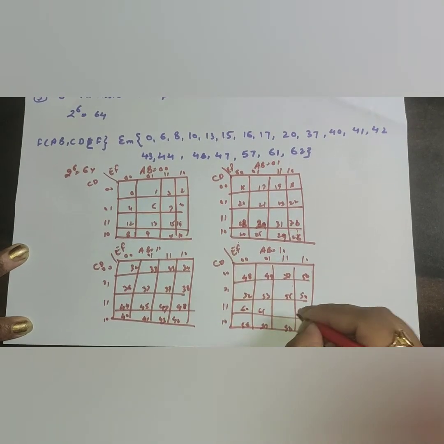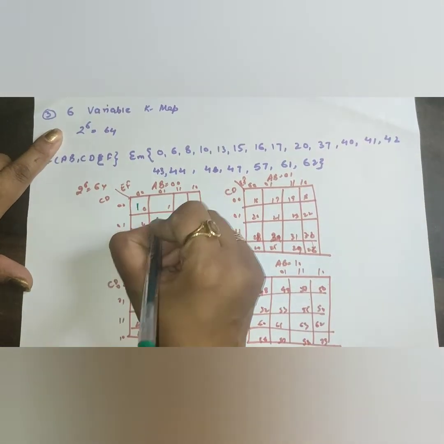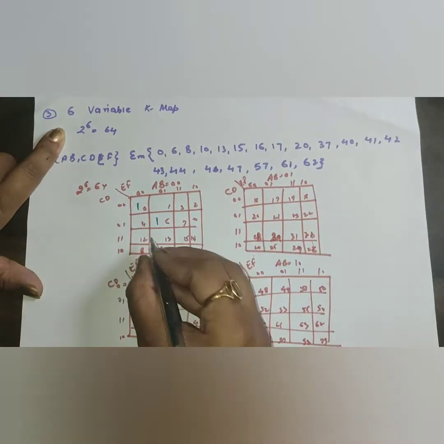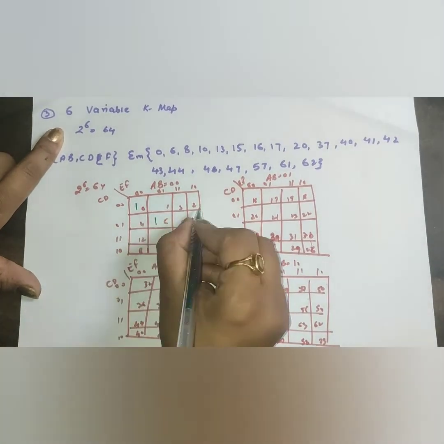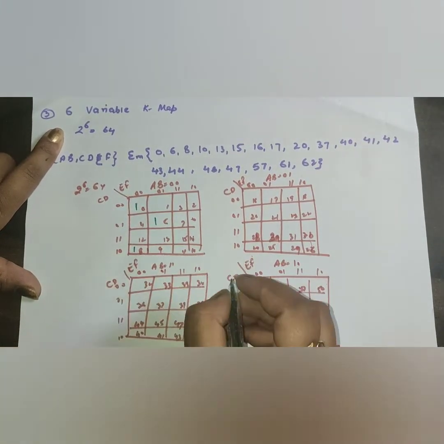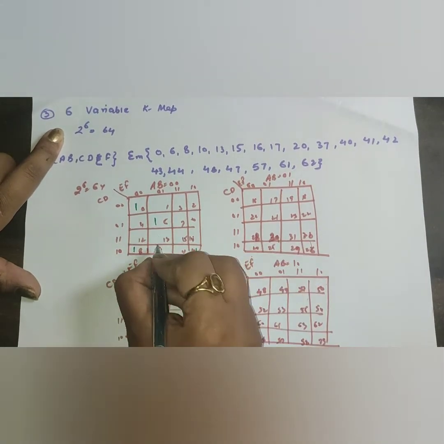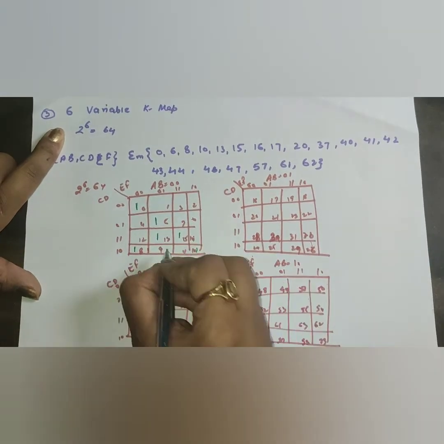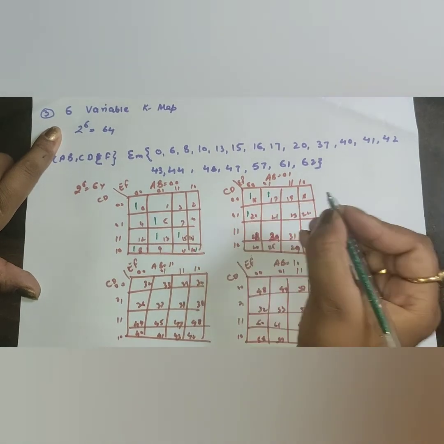61 62 and 63. How can we write? I have explained earlier. Now we should consider our numbers like this: 1 6 8 4 6 7 0 1 2 3 4 5 6 7 8 10 13 15 16 17 20 37.